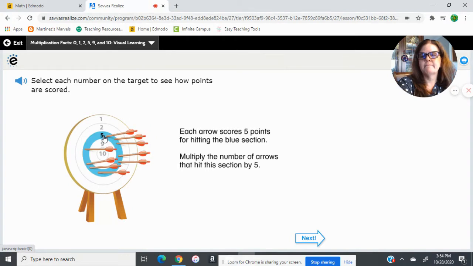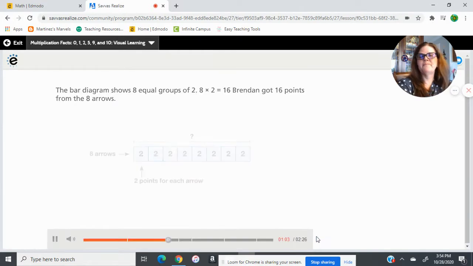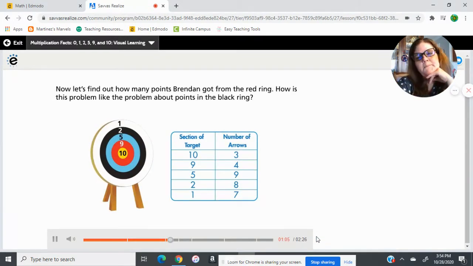Each arrow scores 5 points for hitting the blue section. Multiply the number of arrows that hit this section by 5. Okay, so we have 1, 2, 3, 4, 5, 6, 7, 8, 9. Okay, so there are 9 groups of 5. So we counted by 5s. 5, 10, 15, 20, 25, 30, 35, 40, 45. All right, I think we're good. Let's go on. Now, let's find out how many points Brendan got from the red ring.